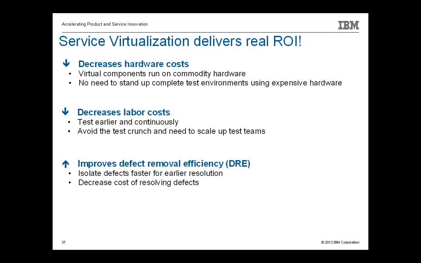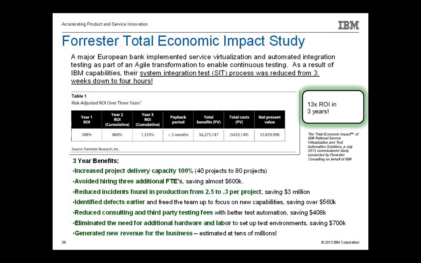Now here's a study of one customer. Forrester did a total economic impact study on one implementation. And from a practitioner point of view, I was able to deliver more. We were able to scale up our project delivery capacity. We didn't have to hire more people because we were able to do our work within the time that we were given. The production incidents were reduced from 2.5 to 0.3 per project, which to the business is a savings in dollars. But from a morale and from a working in sync with the development team, it just creates a better environment. They were able to identify the defects earlier.